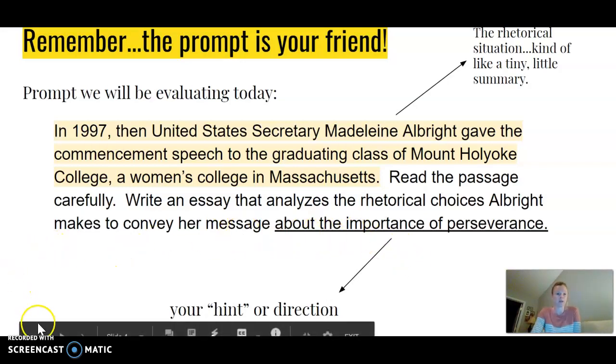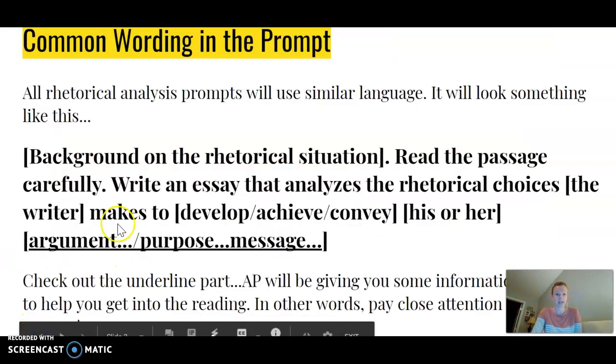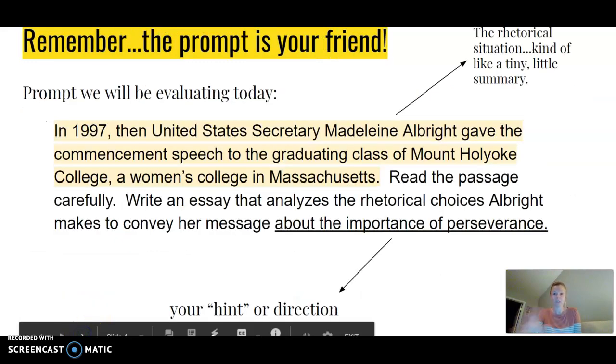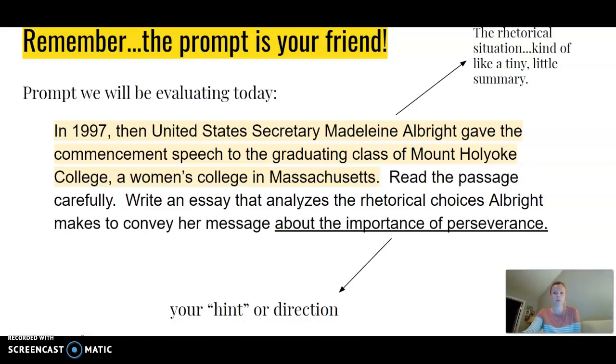So I'm going to flip back to our last slide really quickly, but you guys can see that it almost exactly hits those, even that structure that we looked at in the last slide. So you can see the light yellow part is the rhetorical situation. It's kind of like a tiny little summary. And then the underlined part is your hint or your direction. So we know she's going to be talking about perseverance and why it's important. So right off the bat, we have that idea in our heads.